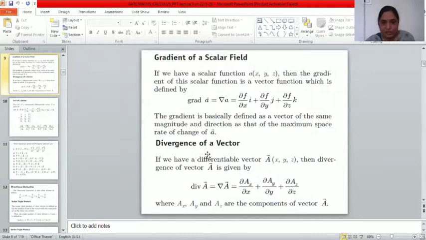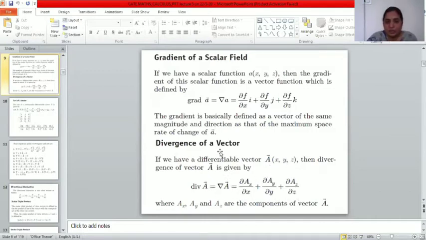Next, divergence. Divergence is denoted as del dot a bar, or divergence of a bar, and if we see the definition here, we cannot say i bar, j bar, k bar. So this is not a vector field. This is a scalar field. Divergence is a scalar field. We will not get a vector here, right?